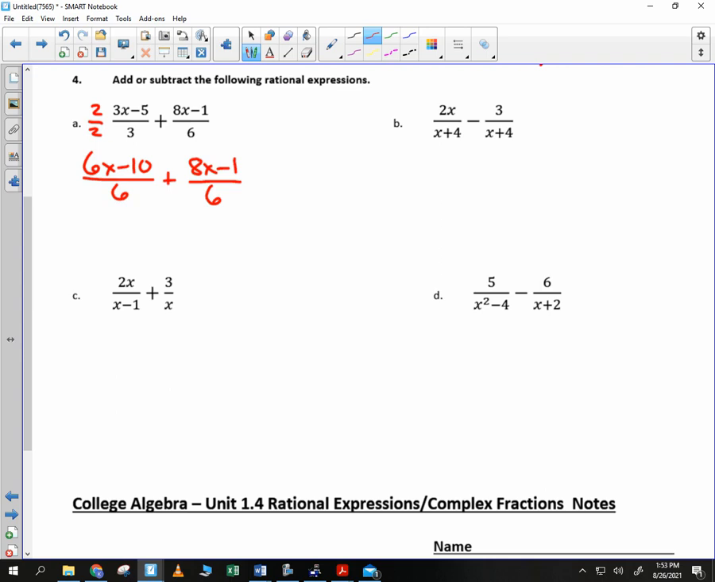Add them together, and what do you get on top? And then on bottom, 6 plus 6 is 12. Nope, 6, right? Yep. When you're adding and subtracting fractions, the denominator stays the same.